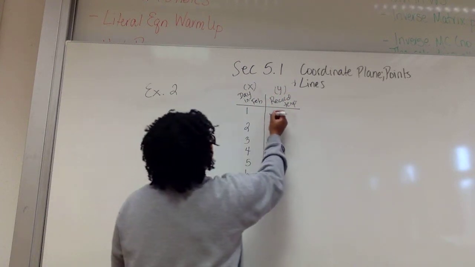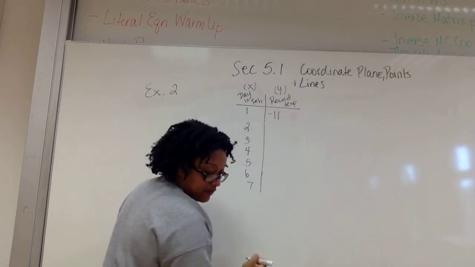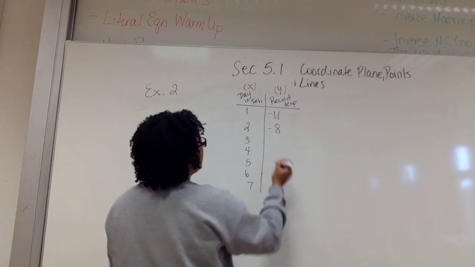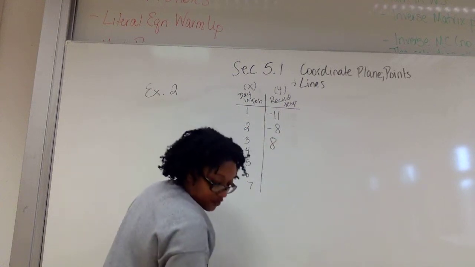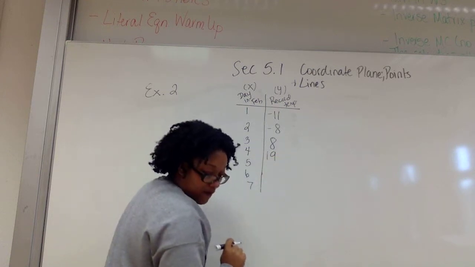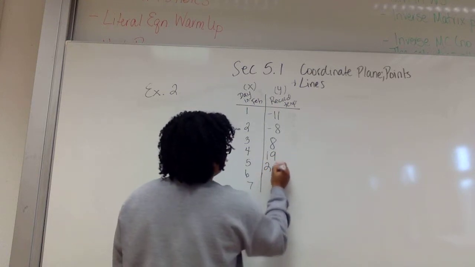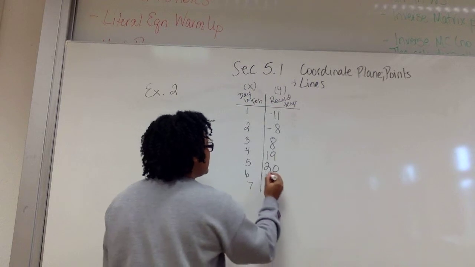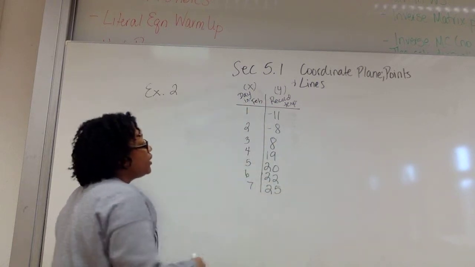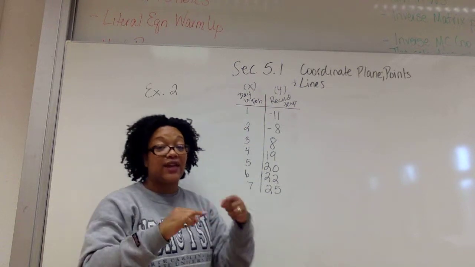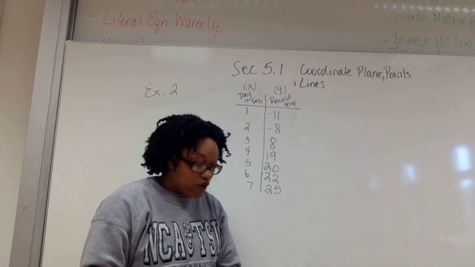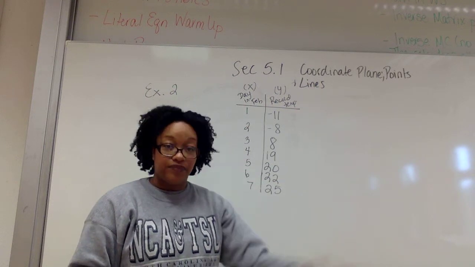On the first day, it was negative 11 degrees. Day 2, negative 8 degrees. Day 3, positive 8 degrees. Day 4, 19 degrees. 5 is 20 degrees. 6 is 22 degrees, and 7 is 25 degrees. So for a week, it was pretty cold, but every day, if you can look at your data, it warmed up just a bit. So you're going to take your XY coordinate.